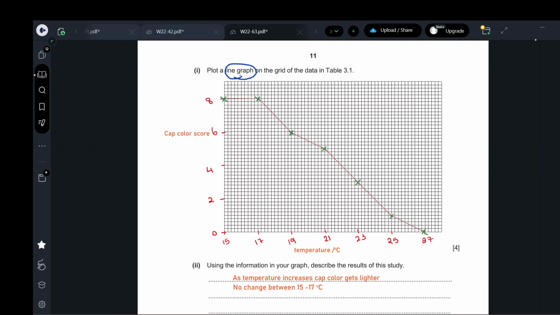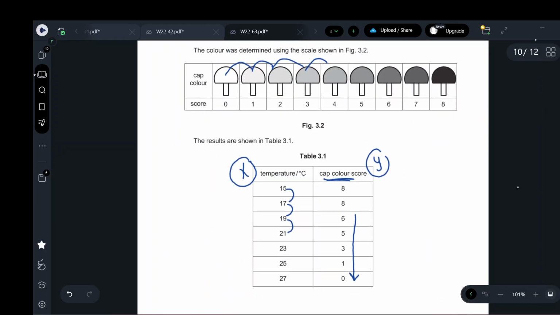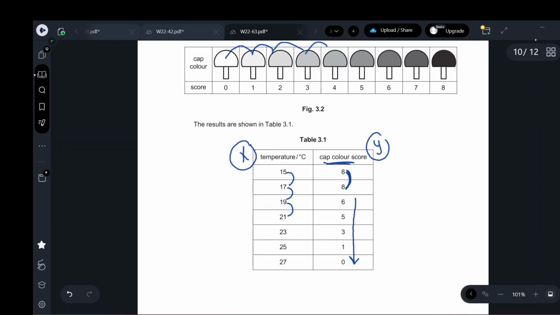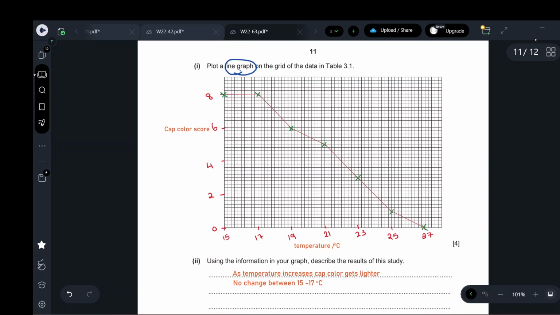Use the information to describe the results. As the temperature increases, the cap color gets lighter because the score decreases. No change between 15 and 17. The other mark here, between 15 and 17, it remained the same. It remained dark as it is.